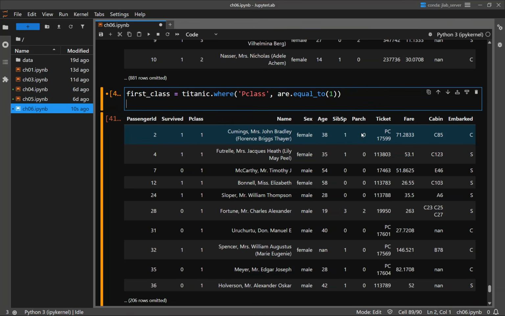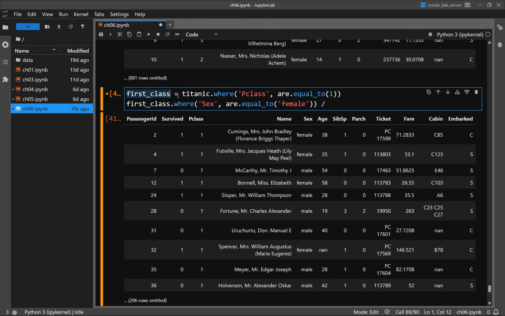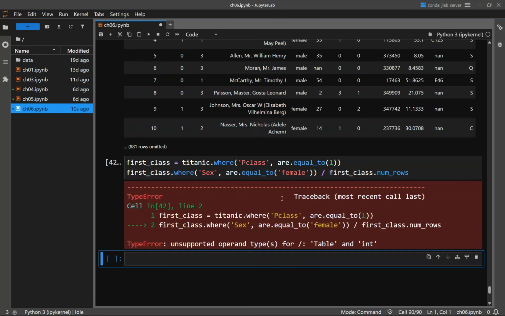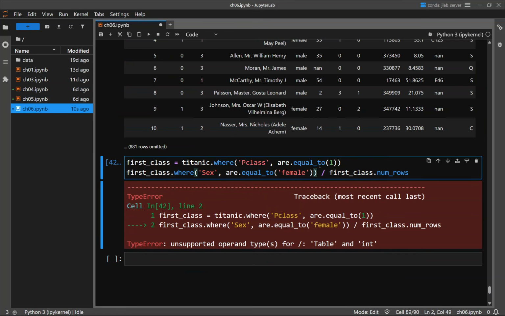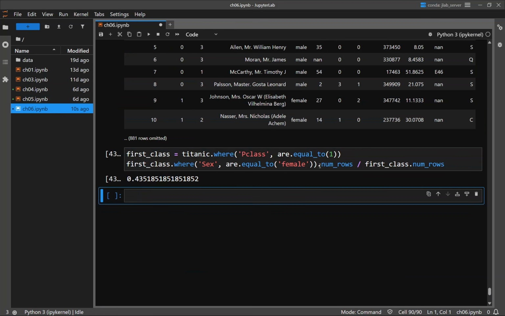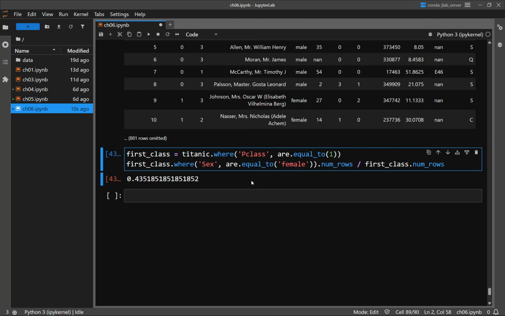And then first class where the sex values are equal to female, and then I can get a ratio by dividing that by everybody in first class. So first class dot num rows. Does that make sense? Oh, sorry. This has got to be dot num rows. So just female num rows over everybody num rows. And so it looks like there's a little bit more men in first class. And then you can do the same for the other classes, second class and third class.